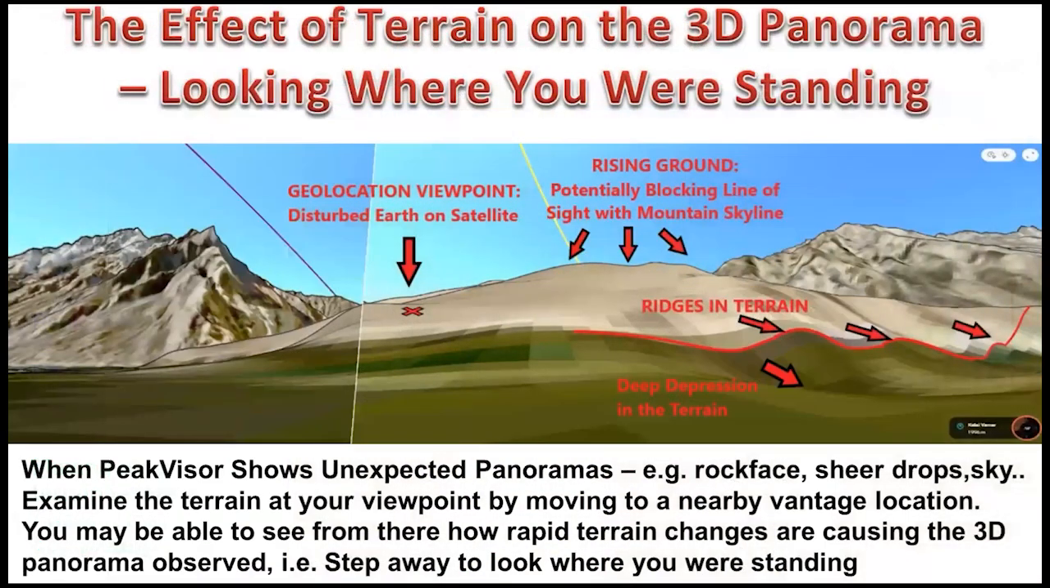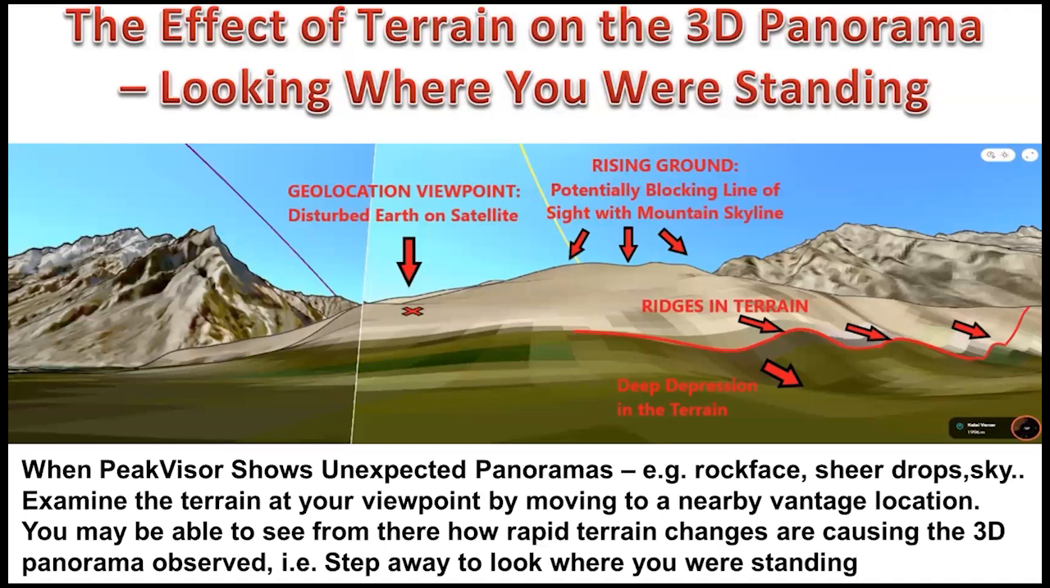You can check out what's happening to your viewpoint by stepping away from the point you're standing on, taking a vantage point somewhere else with a line of sight, and seeing what you were standing on. Because if you're standing on something that's very uneven ground, as you move, you'll get really big variations in your rendered 3D panorama. If you're on solid ground and nothing changes much, then it'll be fine.